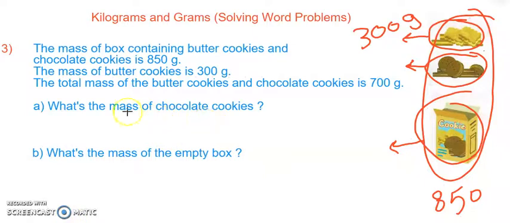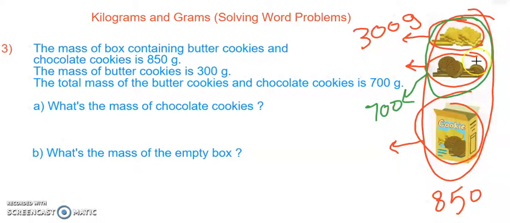But before this, we have also this detail that the total mass of the butter cookies and chocolate cookies is 700. So butter cookies and chocolate cookies are 700. Okay. All right. I'll repeat. The total mass of everything, the box and the cookies, is 850 grams, and the mass of only cookies, both butter and chocolate cookies, is 700 grams, and the total of butter cookies only is 300 grams.